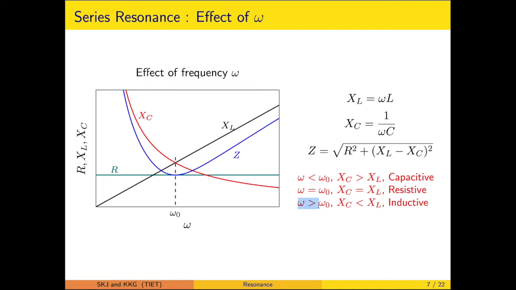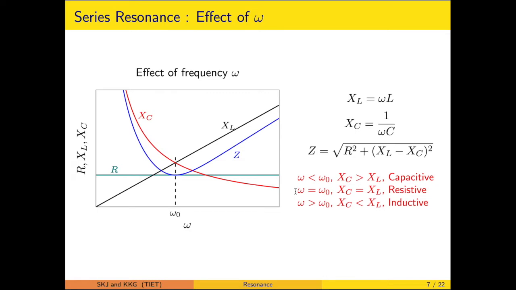Likewise, when omega is greater than omega 0, at some point on this right side, XL is coming out to be dominating over XC, so the nature of the circuit will be inductive. When the nature of the circuit is inductive, if we are calculating the current at this omega greater than omega 0, it will be of lagging nature.